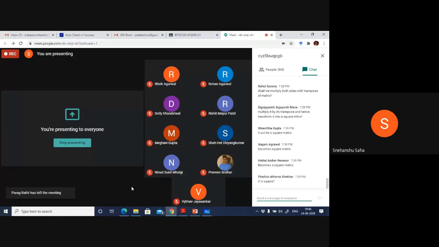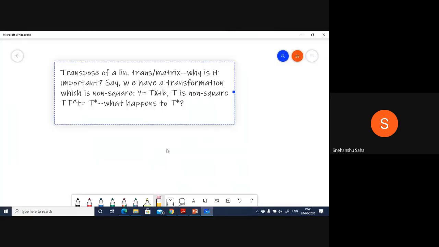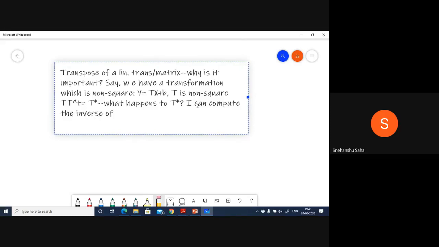Yes, it becomes a square matrix, right? Now, I cannot compute the inverse of the original T, but can I compute the inverse of T star? So I can compute the inverse of T star. And this is known as the pseudo inverse, which is used left and right in multiple linear regression problems, not simple linear regression problems, but multiple linear regression problems.